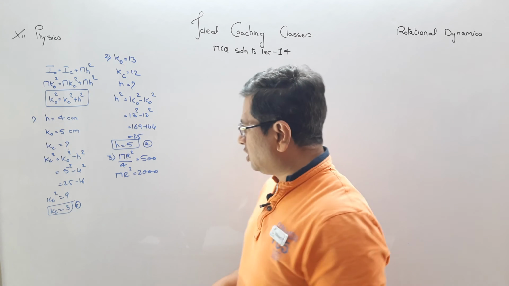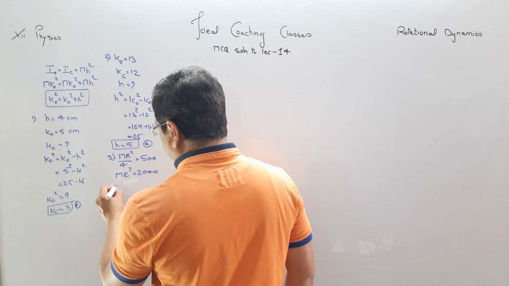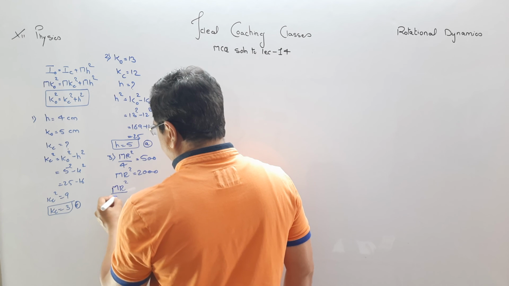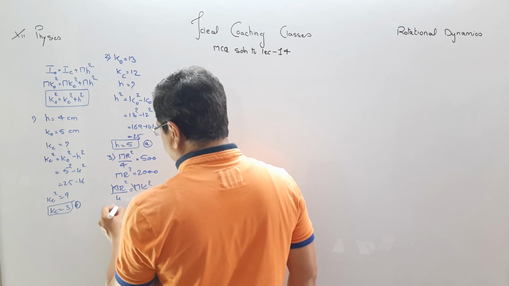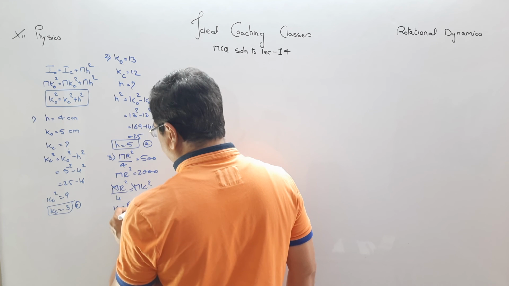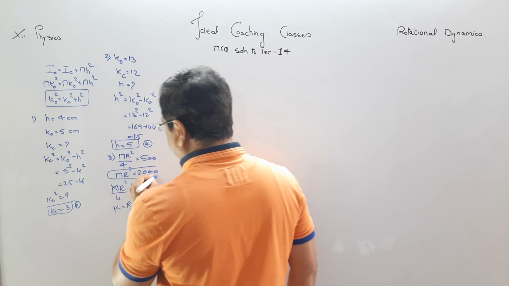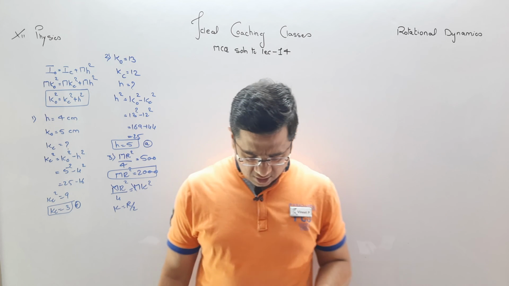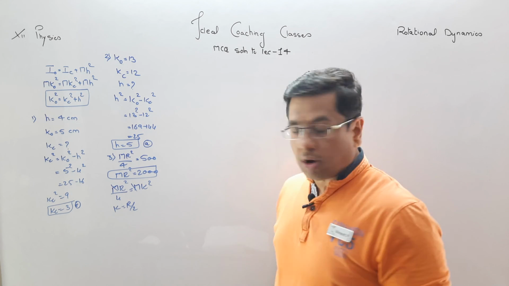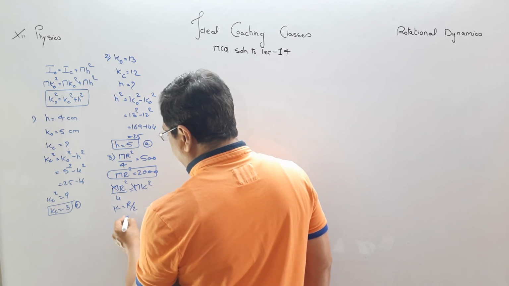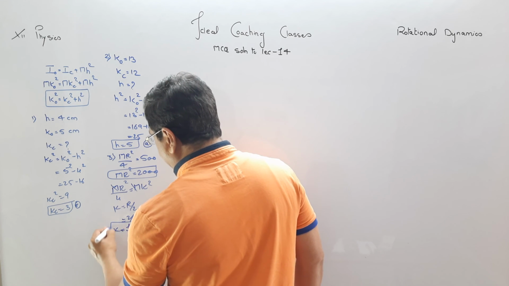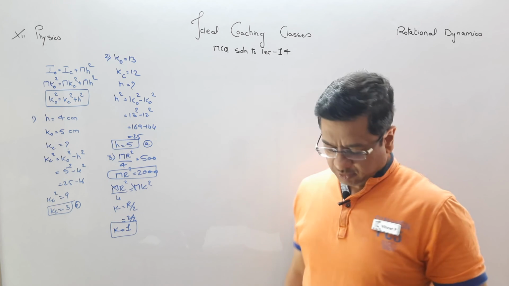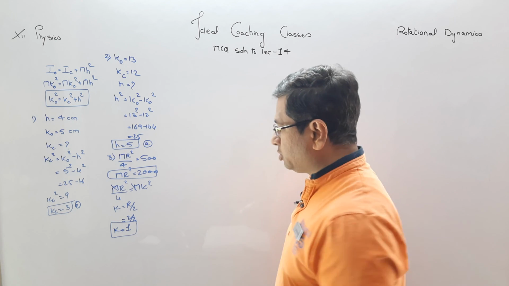Radius of gyration कितना होता है? तो mr square by 4 is equal to mk square. This gets cancelled. K is equal to r by 2. इसका कोई मतलब नहीं बनता है अभी। K is equal to r by 2, that is 2 upon 1. ये डेटा गुमराह करने के लिए दिया गया था। The answer is 1. K is equal to 1. What is the answer? A, first option.